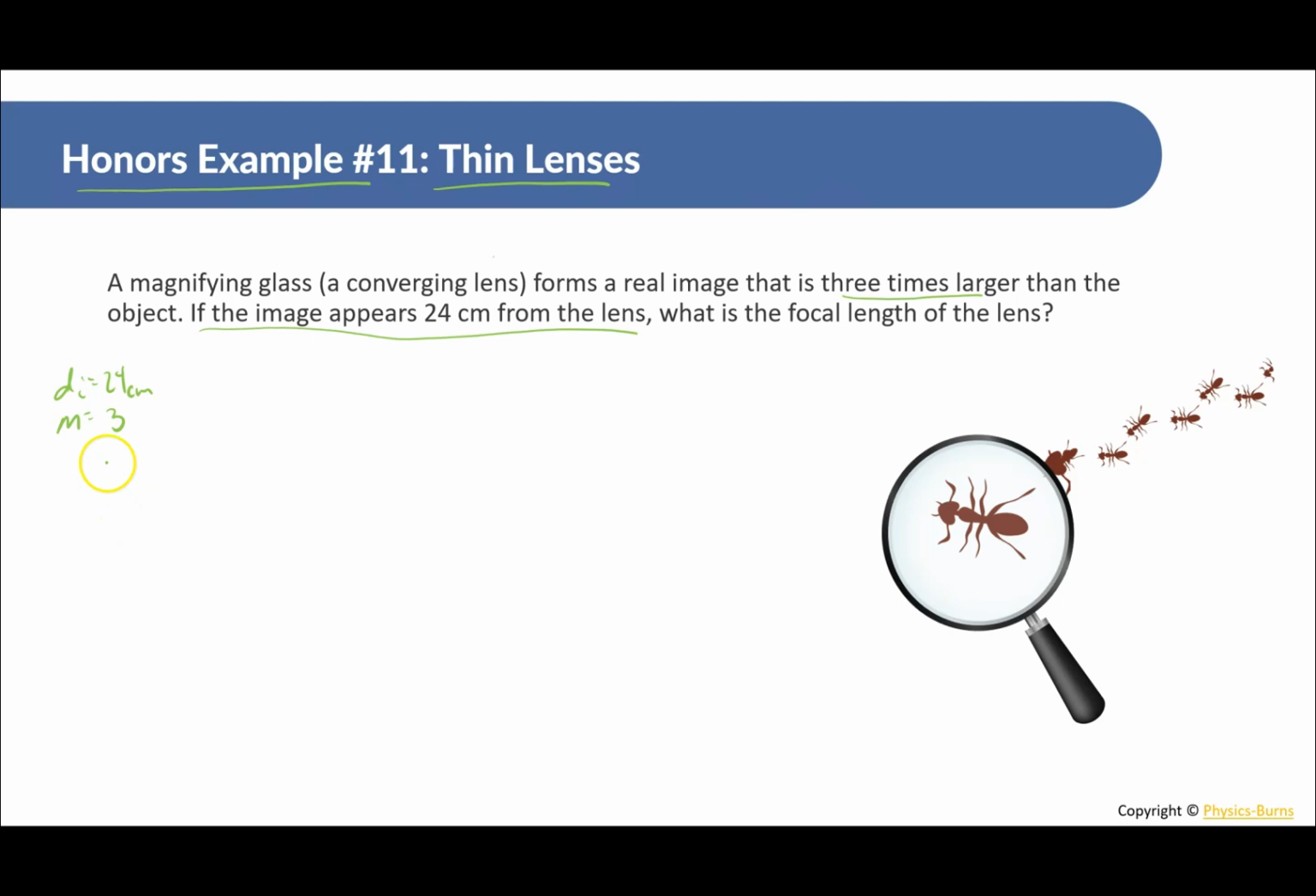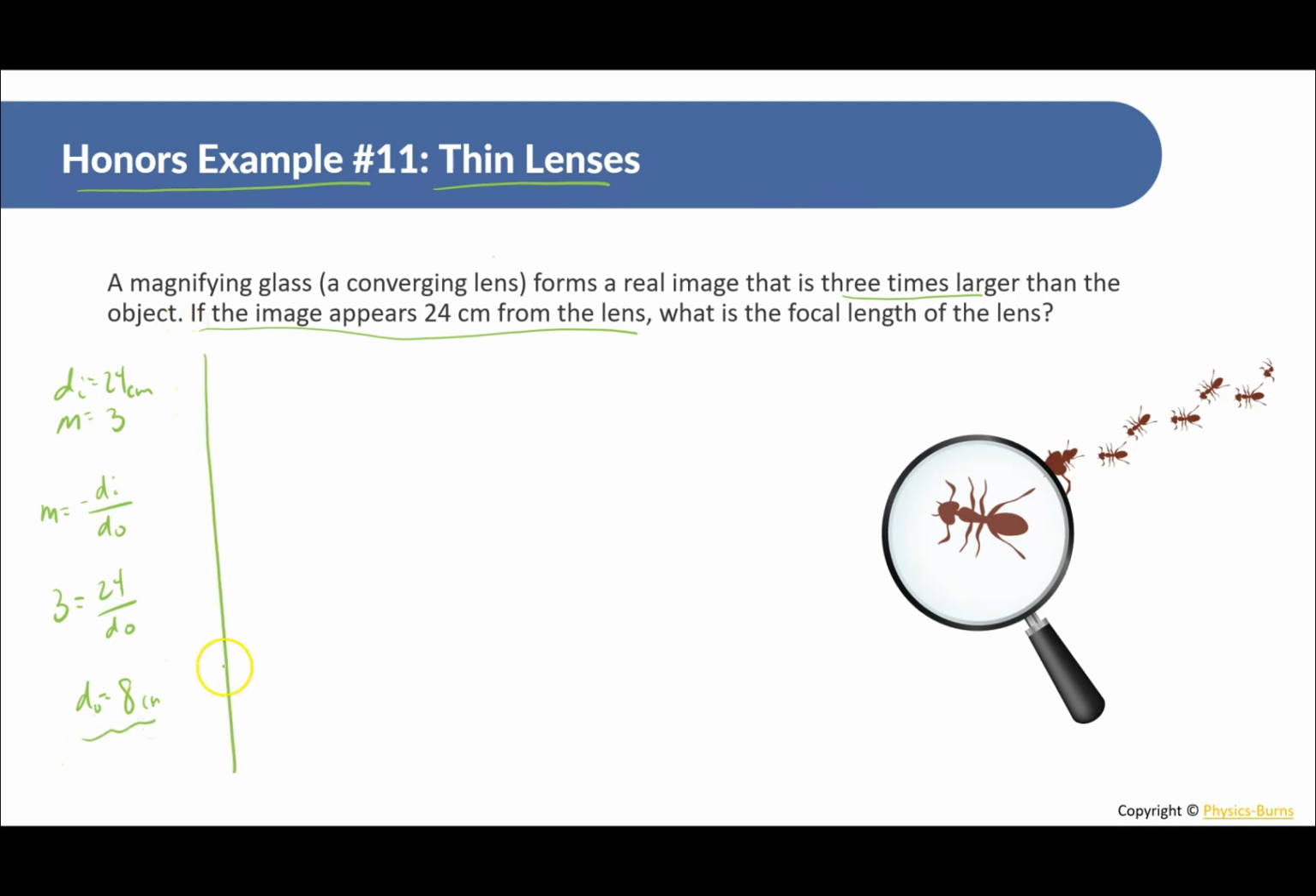Okay. That being said, though, we can find out a few other things. So we know magnification is equal to negative distance of image divided by distance of object. So we know that this is equal to 3. We know the distance of image is equal to 24. And then the distance of object is something that we can find. Okay. 24 divided by 3, we can do that, the distance of object is 8 centimeters. Okay?